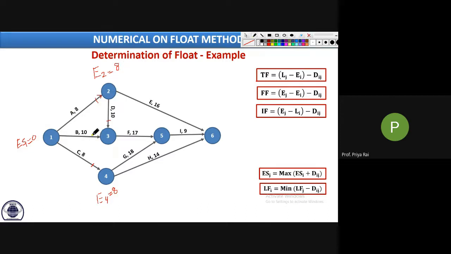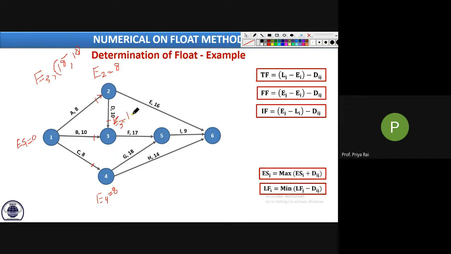Now what is E3? E3 has two arrowheads, this one and this one, and out of those we have to take the maximum value. When it is coming from 2, it is 8 plus 10, 18, and when it is coming from 1, it is 0 plus 10, 10. So the maximum is 18. So E3 will be 18.